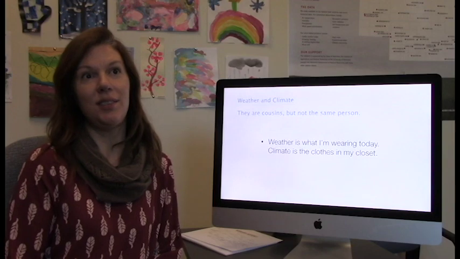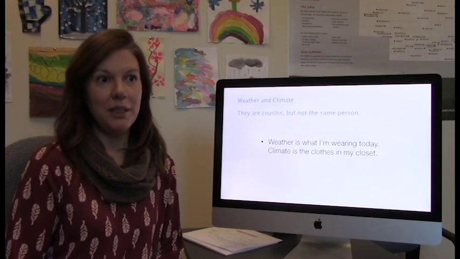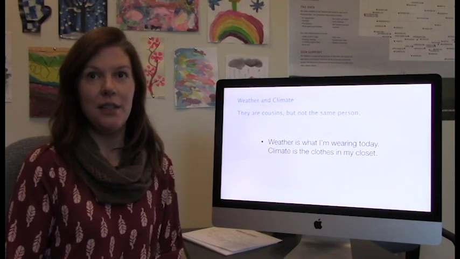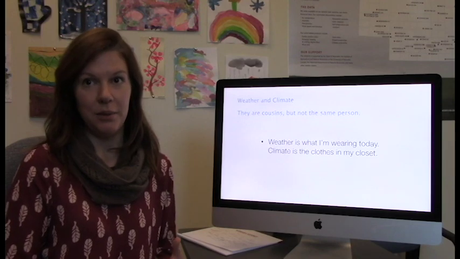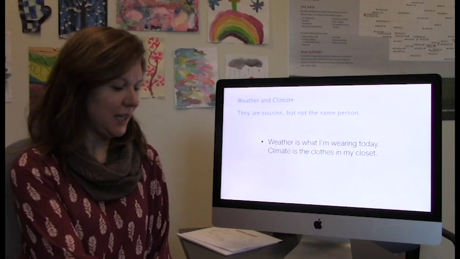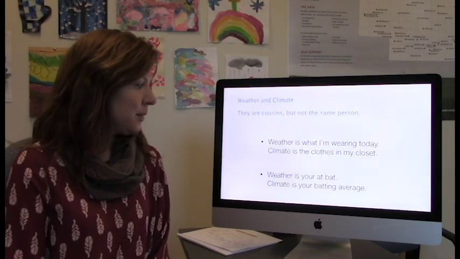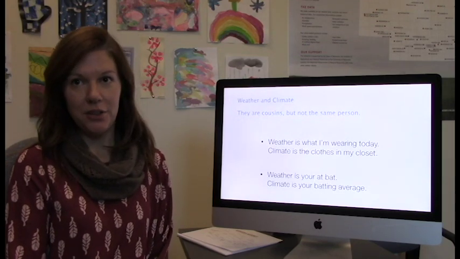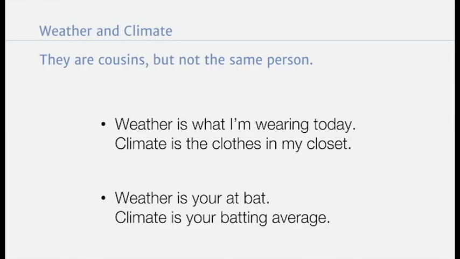In my office, it's a sunny day. It's relatively warm. It's not windy. Those are kind of the weather conditions, the day-to-day, whereas climate is the long-term, and it's the whole spectrum of weather observations that you can expect. But if you're into baseball, you can say that weather is your at-bat and climate is your batting average. So that's a little bit of the difference between weather and climate.